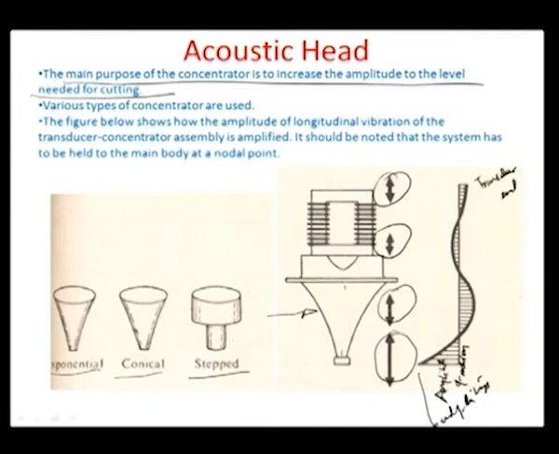So you can see the amplitude of longitudinal vibrations of the transducer concentrator assembly is amplified, and what is important is that the system should be held to the main body at a nodal point, okay, and that has to be very firm, so that the transmission is 100% efficient between the transducer as such and the concentrator, okay. So that is how the full details of acoustic heads are.